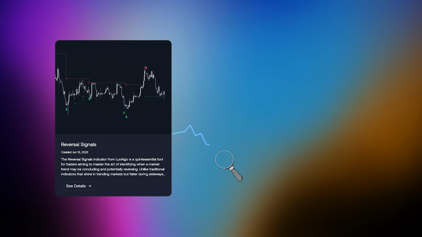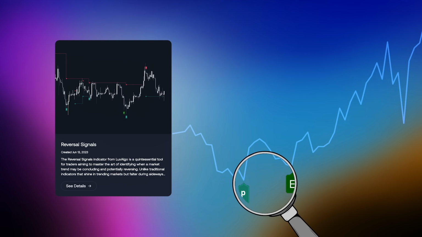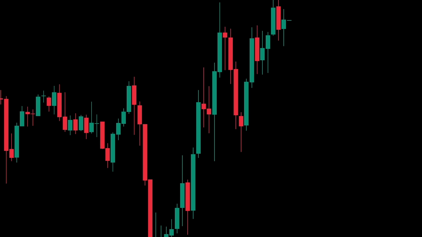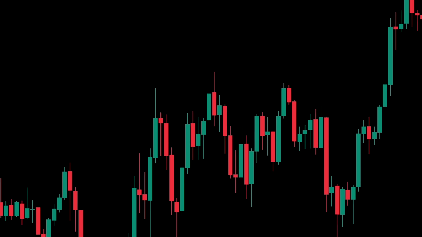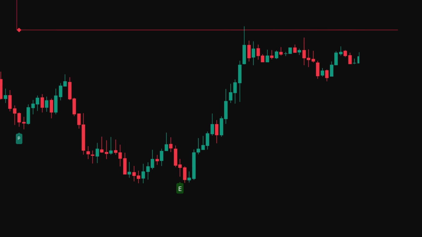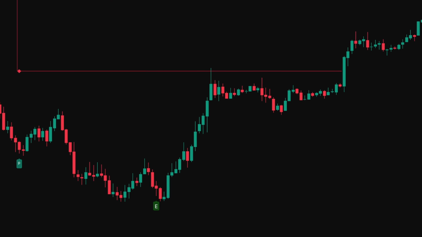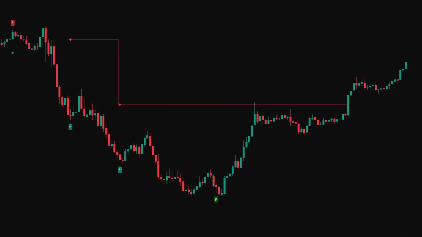What sets this indicator apart from the rest is its unique approach to spotting market reversals. Most reversals don't just happen in a single dramatic move. They build up slowly, leaving behind subtle clues before the actual setup forms. If you can recognize these early signals, you'll gain a powerful edge in timing precise entries and exits. This indicator is designed exactly with that principle in mind.